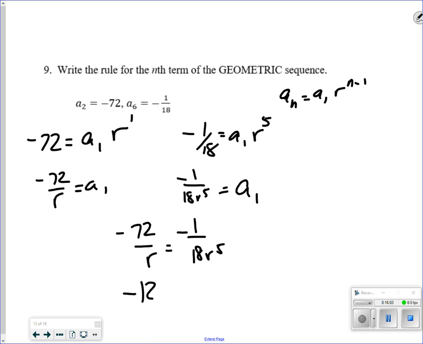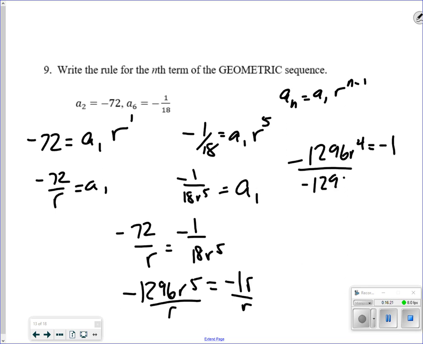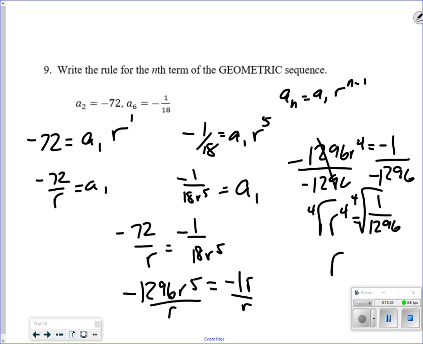So negative 1,296 r to the 5th equals negative 1 r. So I want to divide both sides by r to get the r's on the same side. So negative 1,296 r to the 4th equals negative 1. Divide by negative 1,296. So r to the 4th equals 1 over 1,296. Take the 4th root of both sides.